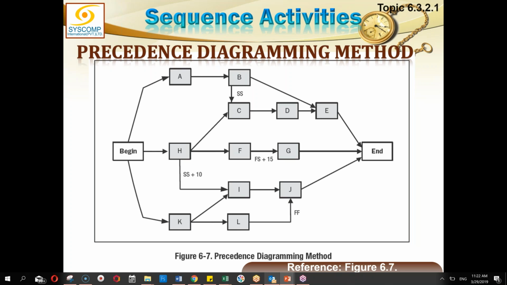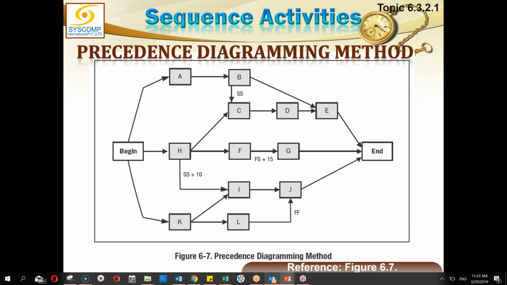because you see, C cannot start. C has two conditions. C has two arrows, so it has two conditions. B must have started, that is condition number 1, and H must have finished, that is condition number 2. Until and unless both these conditions are satisfied, C cannot start. Okay.